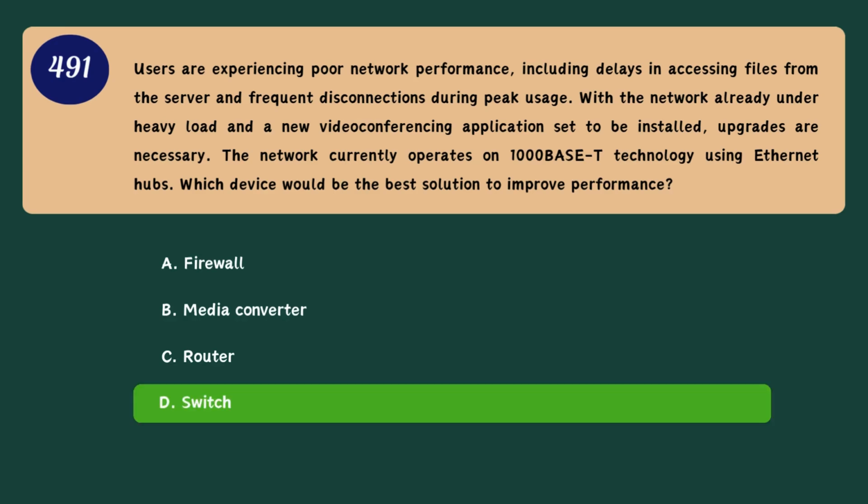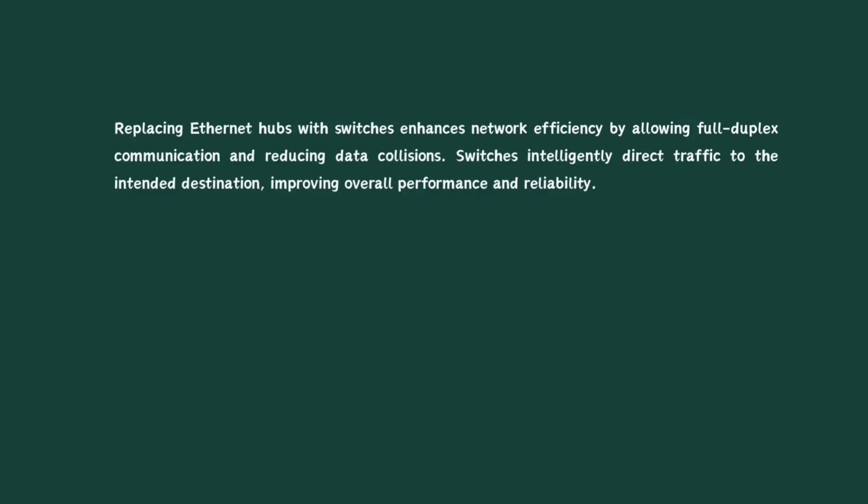Correct answer. D. Switch. Replacing Ethernet hubs with switches enhances network efficiency by allowing full duplex communication and reducing data collisions. Switches intelligently direct traffic to the intended destination, improving overall performance and reliability.